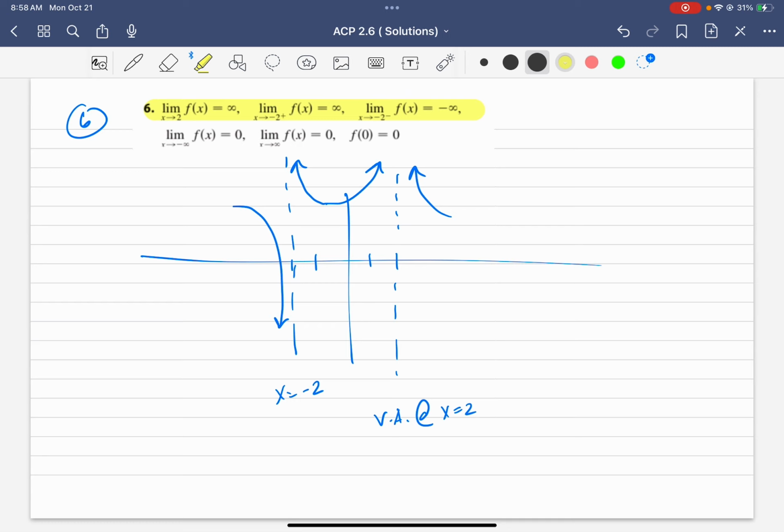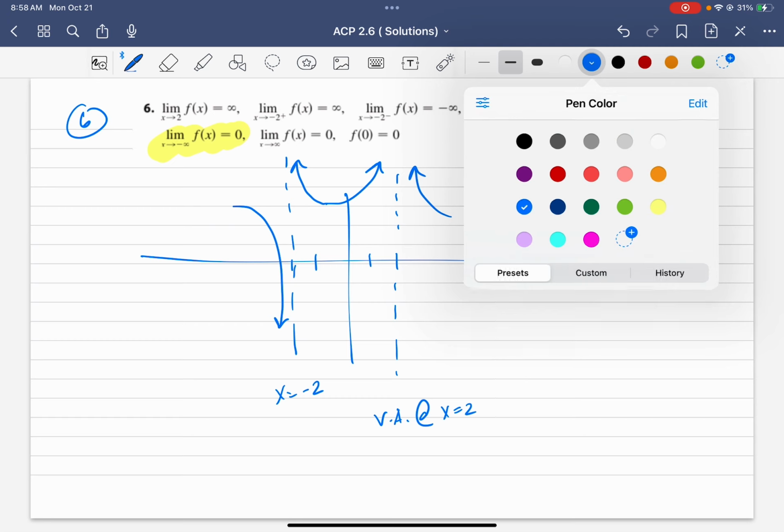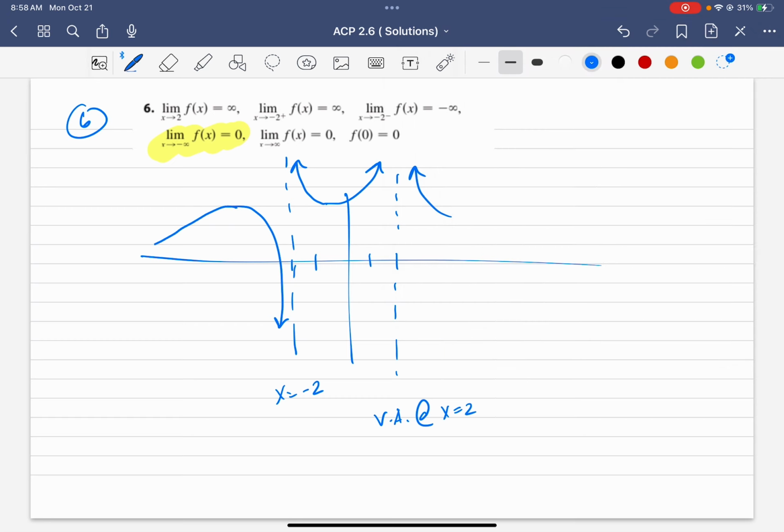So what we're trying to do is create a function that satisfies all these. Now, as we go out towards the left, the function wants to settle down towards 0, is what that says. So as I go out this way, I'm going to settle down towards 0. As I go out to the right, the function wants to tend towards 0. So it does something like this. That would satisfy this. And the last one says f of 0 wants to be 0.